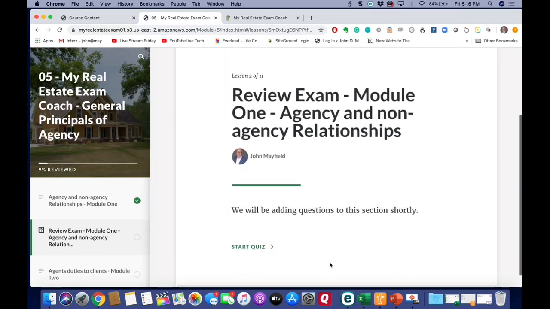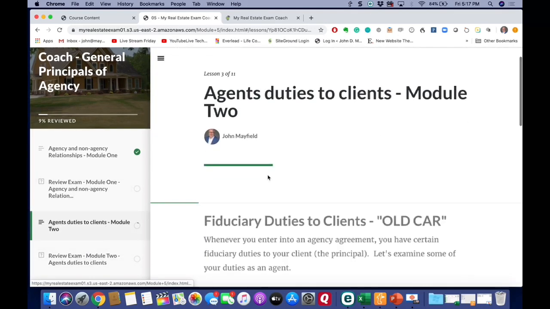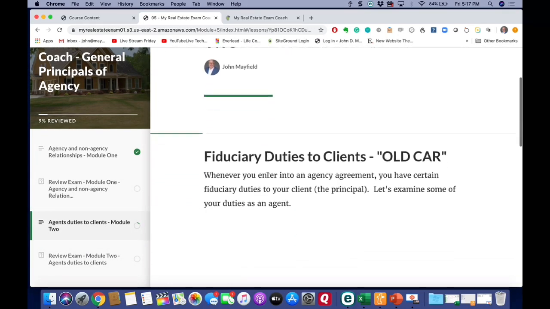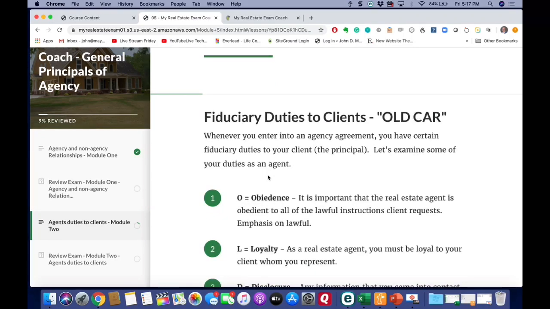The next section, we actually go in and you can take a quiz, or you can jump right down and go right into the next module, where we will discuss, and I'm going to go through this with you just a little bit here, the fiduciary obligations. Now, whenever you enter into an agency agreement, you have certain fiduciary obligations to your client, the principal, and we need to examine some of these duties.